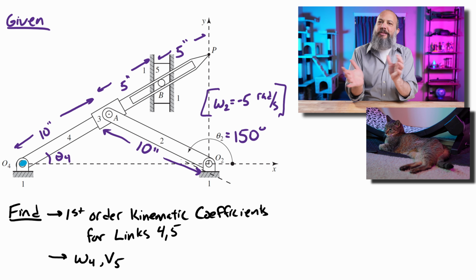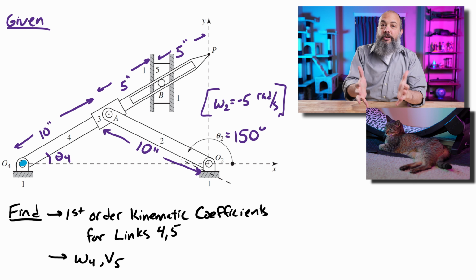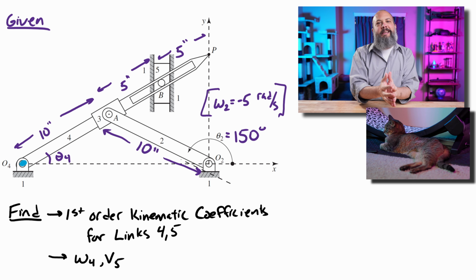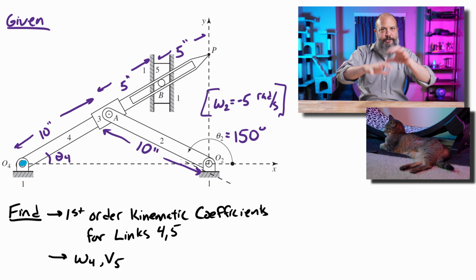Instead of solving for a single value for velocity or angular velocity, you're going to solve for velocity as a function of the input. So your kinematic coefficient is a ratio of output versus input. And this is extremely useful when you have a system where the input speed might be changing. That way, if the input speed changes, you don't have to redo all of the work to get the different answer for velocity of the output. You just multiply by this factor and you automatically get your new answer.